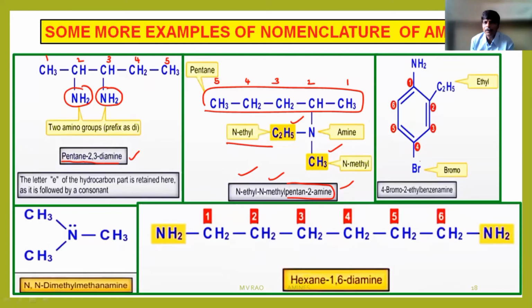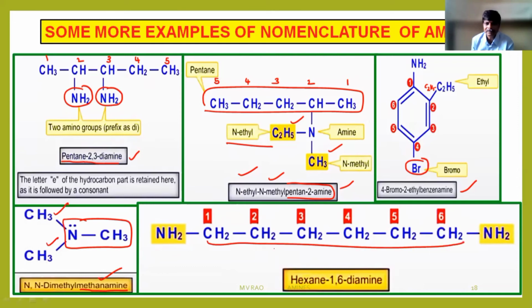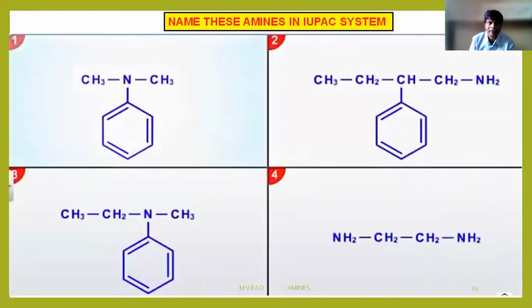This is aniline or benzenamine. At the fourth position, Br is there. At the second position, ethyl is there, C2H5. So 4-bromo-2-ethyl benzenamine. Next one, it is a tertiary amine, methanamine. Two methyl groups are there, so N,N-dimethyl methanamine. This is six carbons, hexane. At the first and sixth positions, two amines are there: hexane-1,6-diamine.